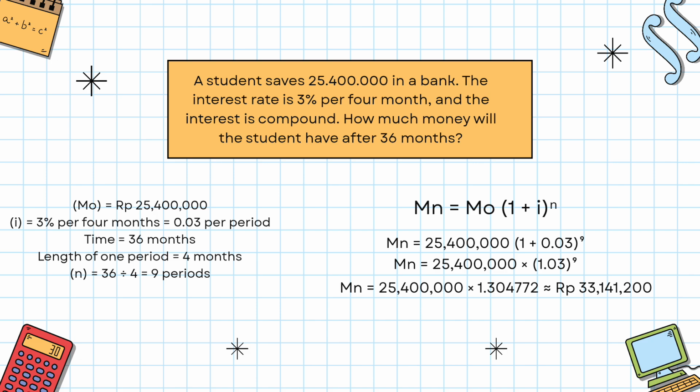In this question, Mo is 25,400,000 and I is 3% per 4 months, that is 0.03, and the time is 36 months, and the length of the period is 4 months. In the end we get 36 divided by 4, that is 9 periods. And we substitute it into the formula. The formula that we use is Mn equals Mo times (1 plus I) to the power of n.